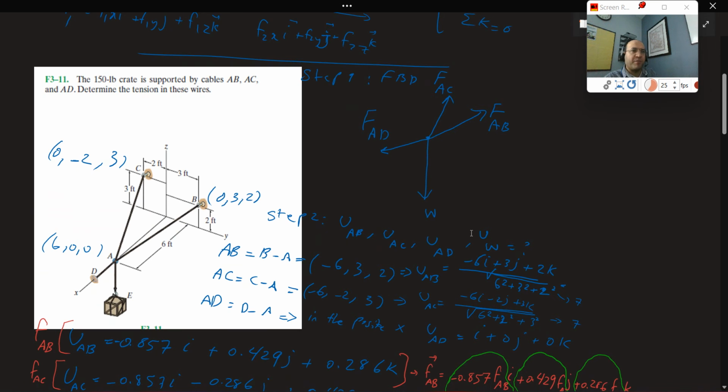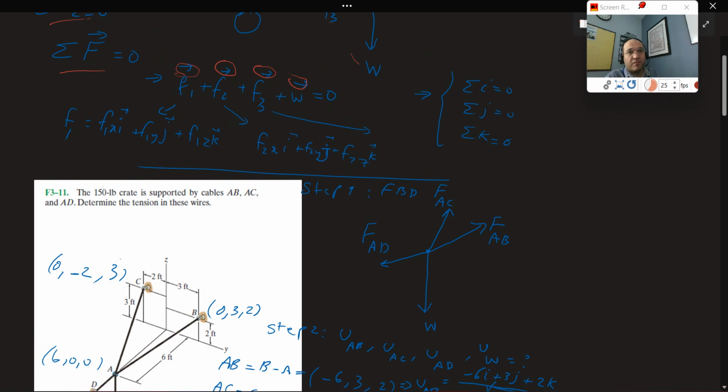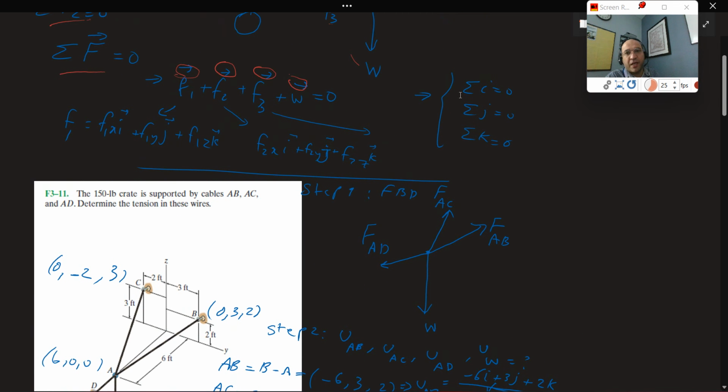In this given example, there's a 150-pound crate. It's supported at point A. As you can see in the diagram, point A is supported with three cables. One cable is going from A to C, the other cable is going from A to D, and the third cable is going from A to B. So three cables are holding the object upward. We can go with the same approach that we talked about. So basically we need to find the summation of equations and end up with the sum of i, sum of j, and sum of k.